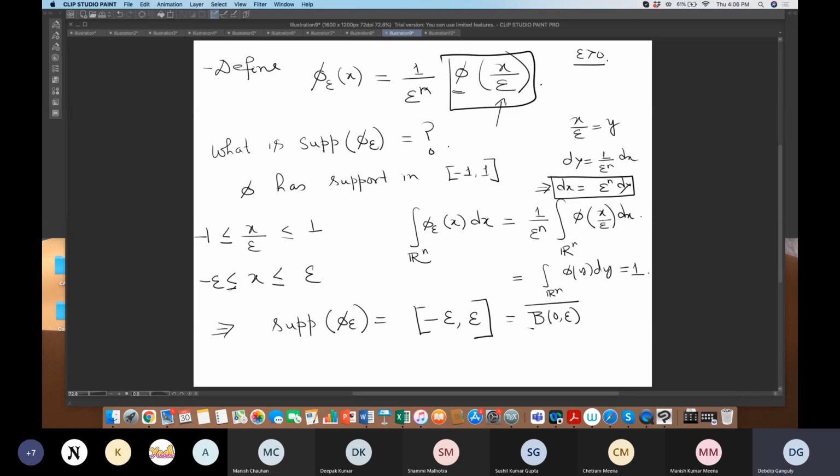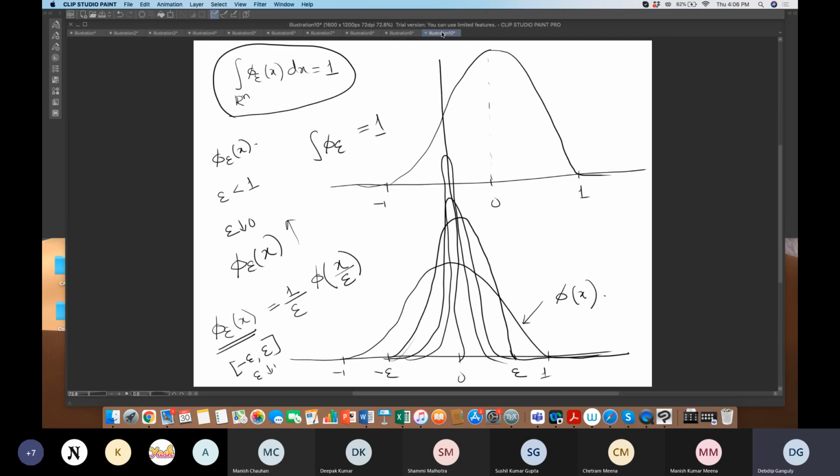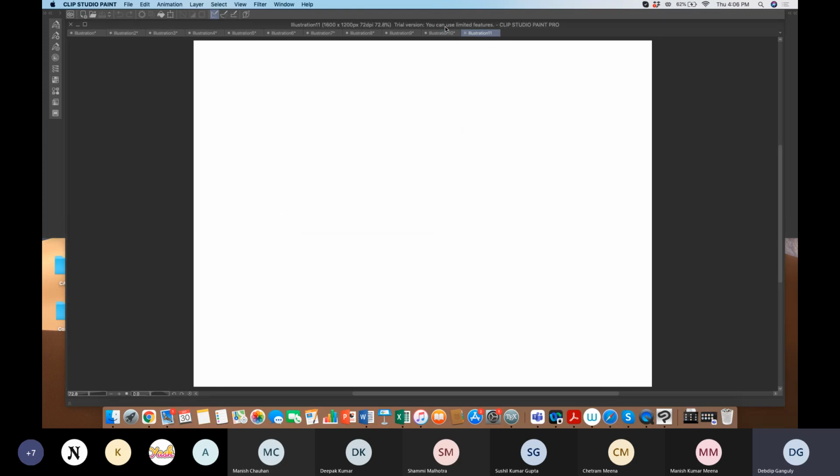What I am doing is concentrating the function. Another scaling might be possible, where I define phi epsilon as phi of x epsilon, instead of x by epsilon. Then the graph of the function will flatten out. These scalings will play a very important role in your life if you do mathematics. This is called a modifier. This phi is called a modifier. Now you will see why I am doing this.